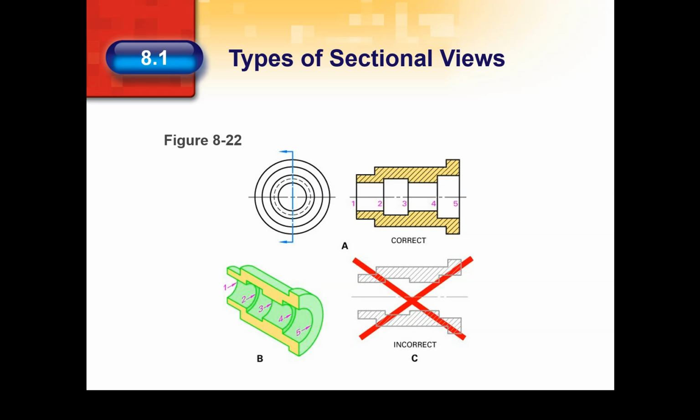In a sectional view, you should normally include all lines that would be visible on or beyond the plane of the section. In Figure 822, for example, the section drawing in Part A correctly includes the numbered lines, which match the lines on the drawing in Part B. A drawing without the lines, as shown in Part C, would have little value.